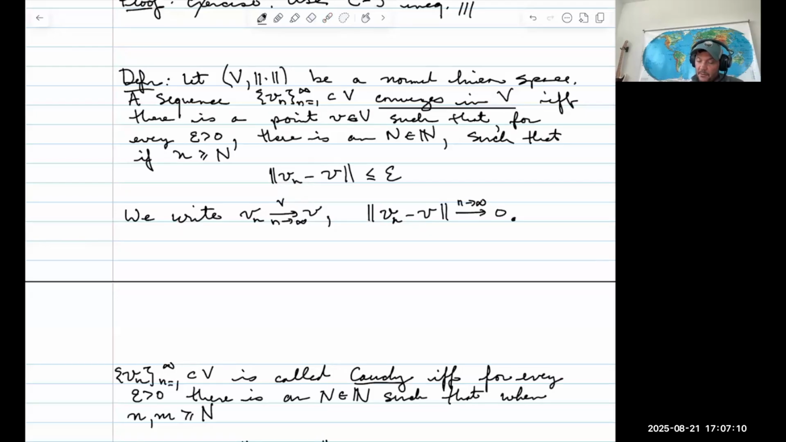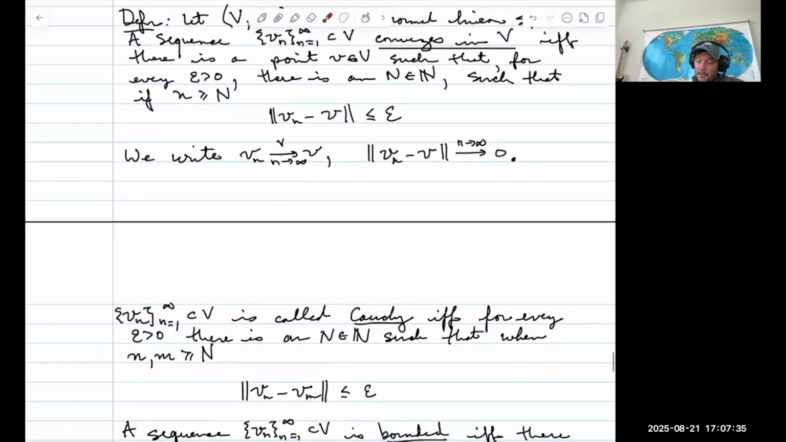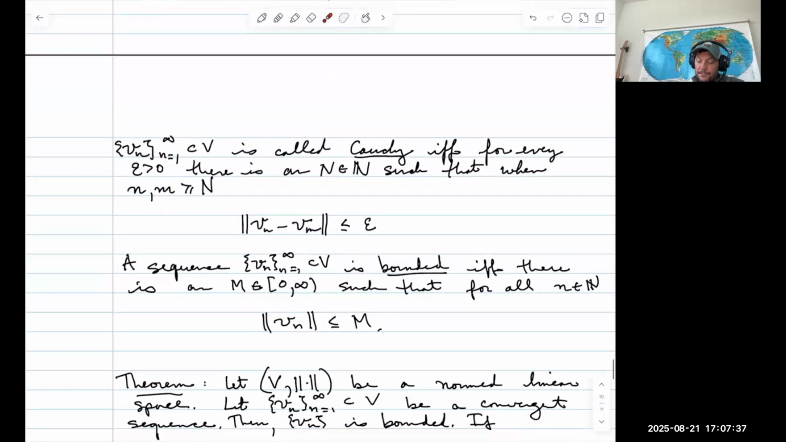If the norms of these differences converge, this is also a kind of sequence. In fact, it is a sequence, but it's a sequence of non-negative real numbers. And if that sequence converges to 0, then I can show that this all holds. So this is another way of writing this convergence. So that's what we mean by convergence.